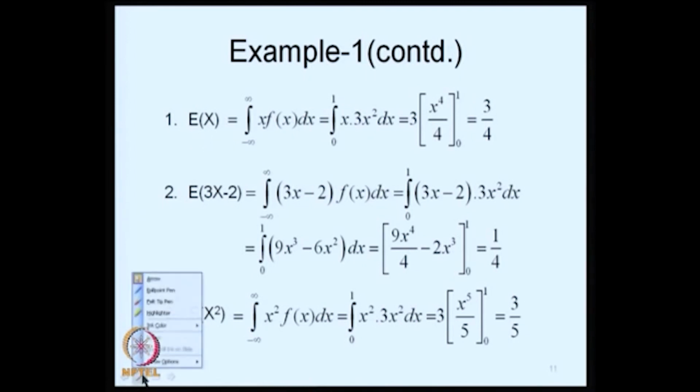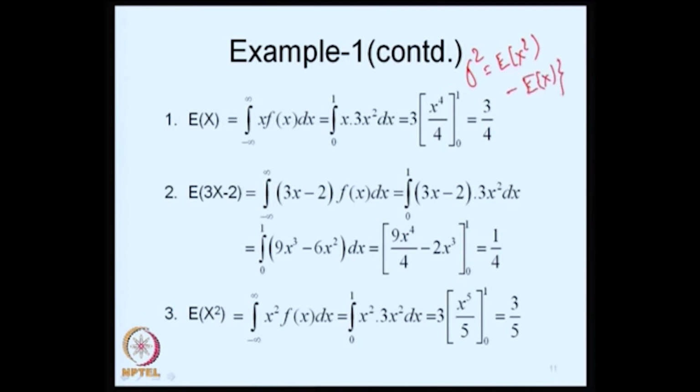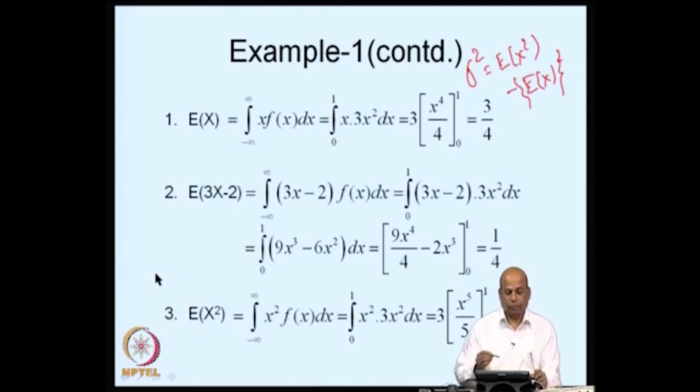We wrote sigma square, for example, as the expected value of x square minus the expected value of x, the whole square. So, we can get the variance from the expected value of x and the expected value of x square.